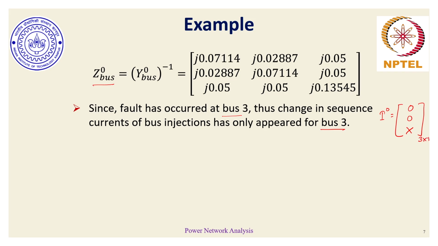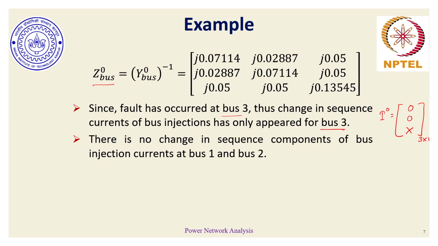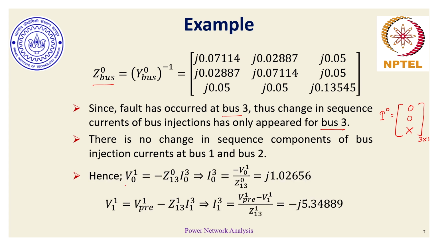Since there is no change in sequence currents at bus 1 and 2 because the fault has not occurred there, we can make use of the corresponding V01 expression in terms of the Thevenin impedances, which is the element shown over here. Z130 is the 1 comma 3 element, which is J0.05. We'll use that particular expression and equate the bus 1 zero sequence voltage to find the non-zero current I was talking about, the zero sequence current at bus 3.